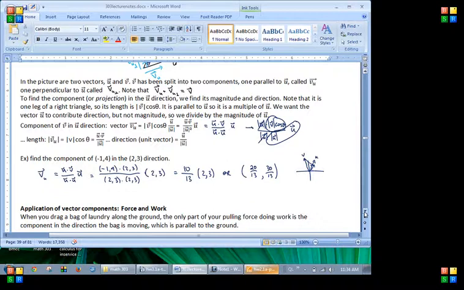So force has a magnitude and a direction. But now we need to find the part of that that is along the ground. Now we know how to do that.